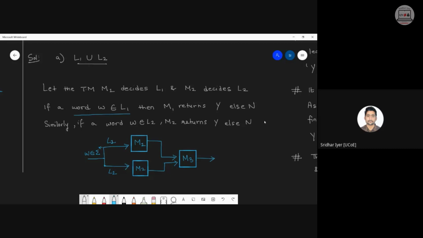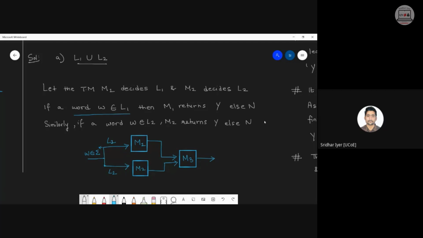Come on, try to apply the concept over here. If a word W belongs to L1, what will happen? Everything is mentioned over here. Correct, it will give yes. Why yes? Because, just as we studied right now in the introductory part, if the word belongs to the language, then the Turing machine will halt with an answer yes. Similarly, if W doesn't belong to L or L1 in this case, it will simply give an output no.